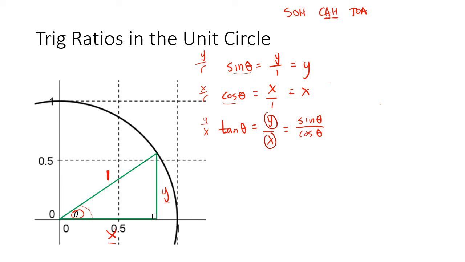And so what this does is, this coordinate point, which we used to call x, y, we could just as well say, because it's the same thing, is really cosine theta comma sine theta, instead of x comma y. And that's a really important connection we need to make between the trig ratios and coordinate points on the unit circle.